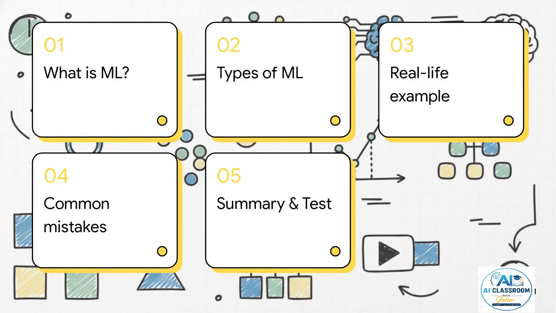So to demystify that system, here is our agenda for today. First, defining machine learning. Second, the 3 types of learning. Third, solving a real example together. Fourth, common mistakes. And fifth, a quick summary and final test. Don't worry, we're breaking this down into bite-sized pieces.